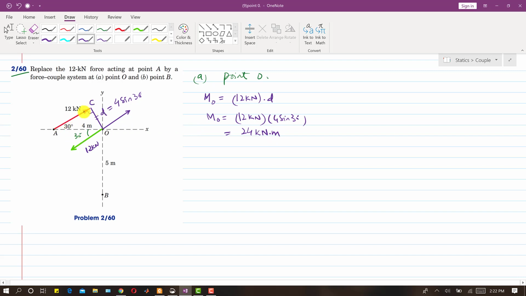And what will be the direction? As we can see, this is producing a clockwise moment and this is also producing a clockwise moment, so the direction is clockwise, or this direction, right? Now we need to draw that force couple system.